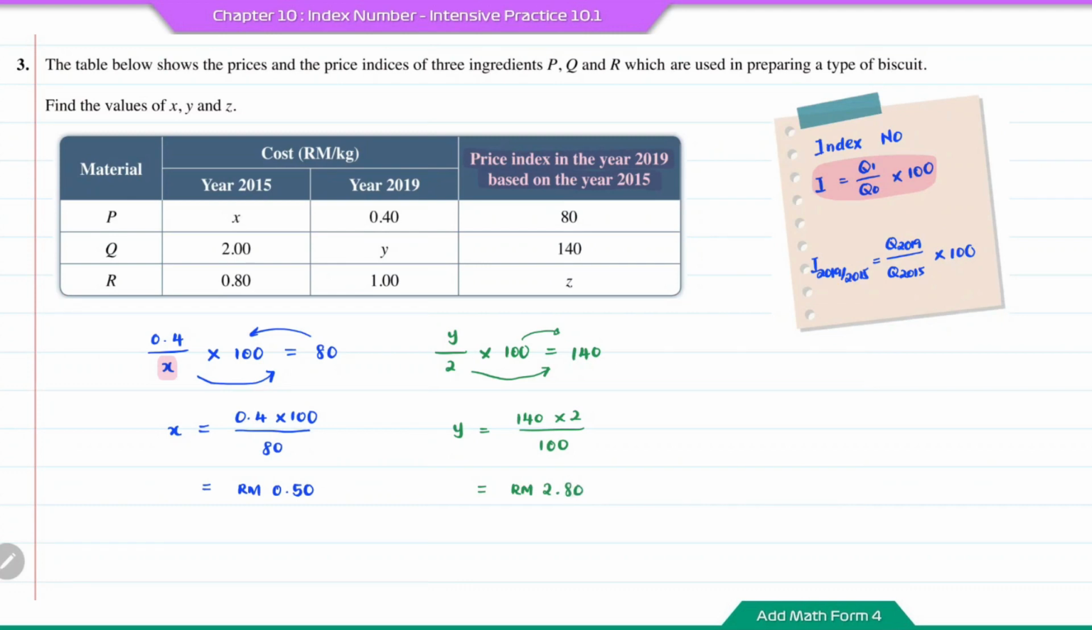As for the Z, it will be the price index in the year 2019 based on 2015. So we can find the value of Z by using the cost in the year 2019, which is 1 ringgit, divide it with 0.8 and multiply it by 100. The answer will be 125.